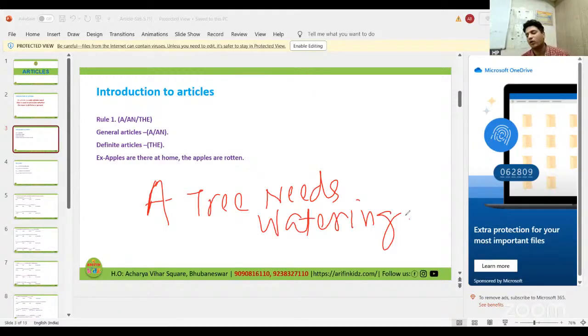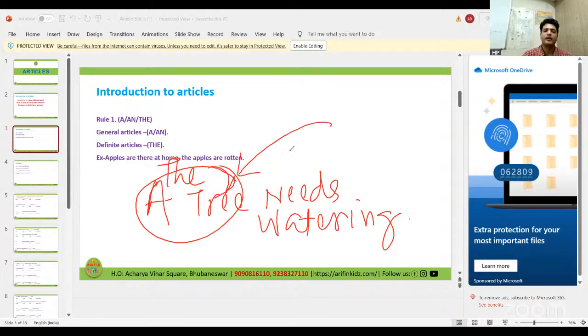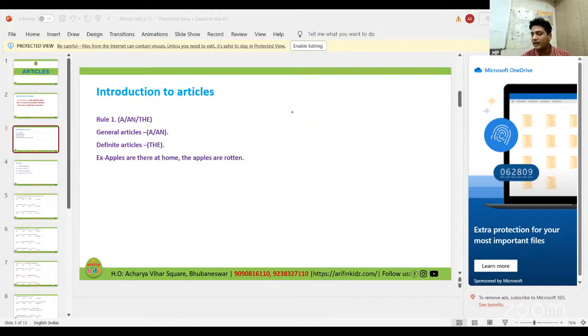a tree needs watering, right? I did not mention which tree, so it makes a general sense. So any tree needs watering. Now, if I make this the tree, meaning I am specifying one particular tree, so that particular tree needs watering, right? That is the difference we have to understand when it comes to general and definite articles.